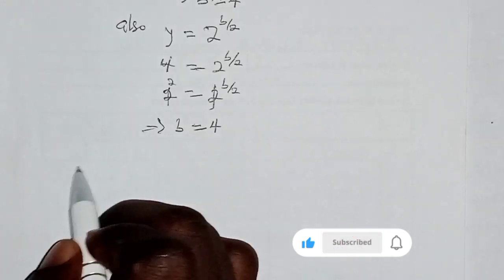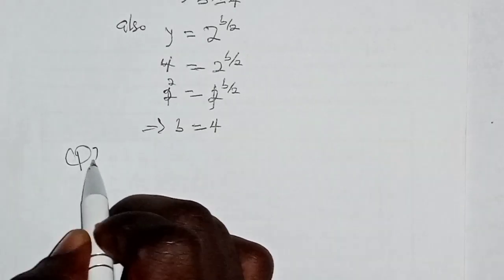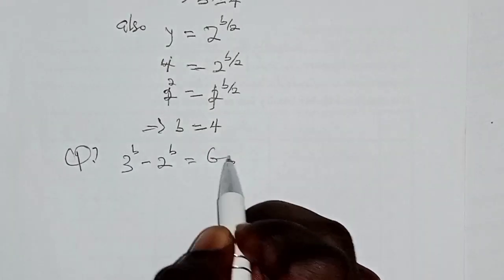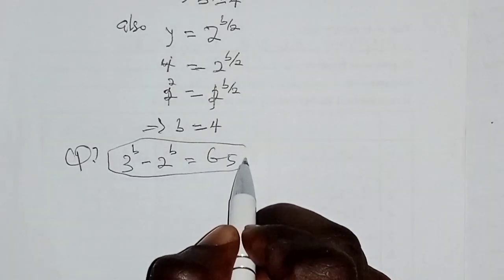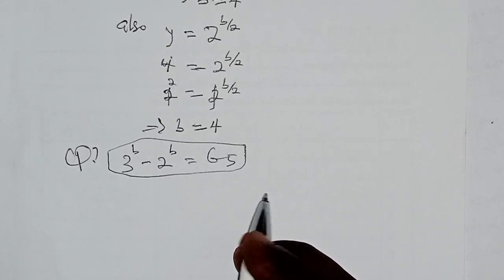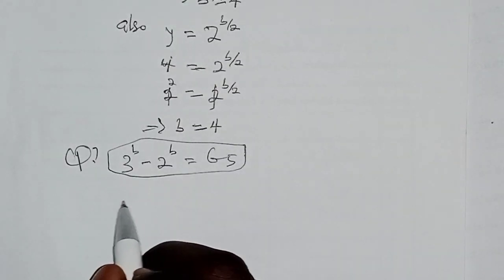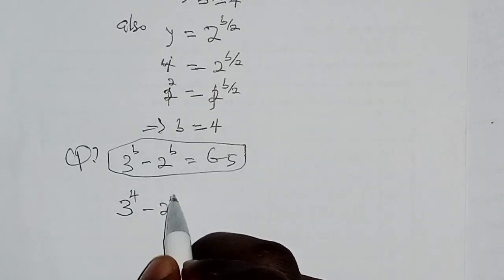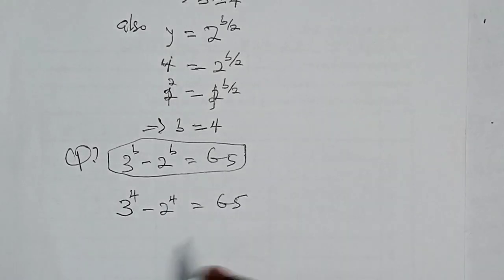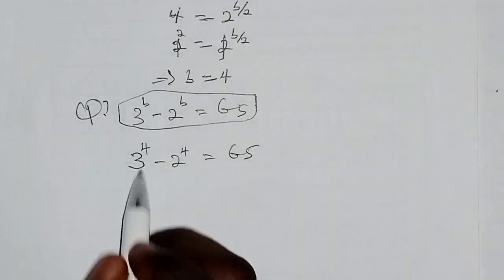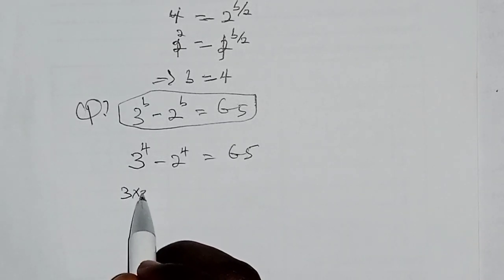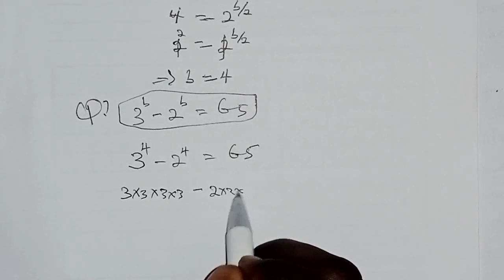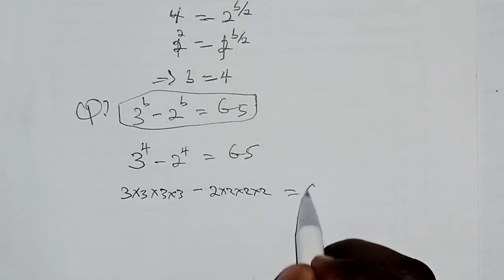And of course, don't forget that the question we are actually solving is that 3 raised to power b minus 2 raised to power b is equal to 65. So what I want to do now is check whether b equal to 4 actually satisfies this equation. If we substitute b with 4, we have 3 raised to power 4 minus 2 raised to power 4, which should be equal to 65. Is it correct? Of course, 3 raised to power 4 is 3 times 3 times 3 times 3, minus 2 times 2 times 2 times 2, which should equal 65.